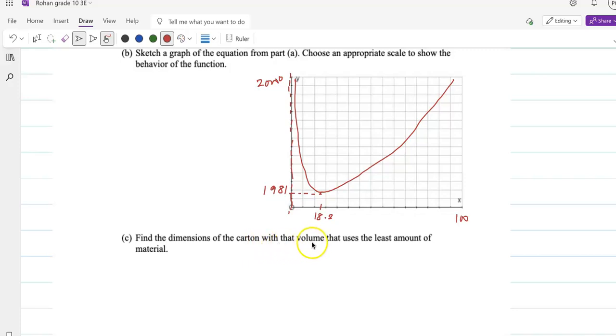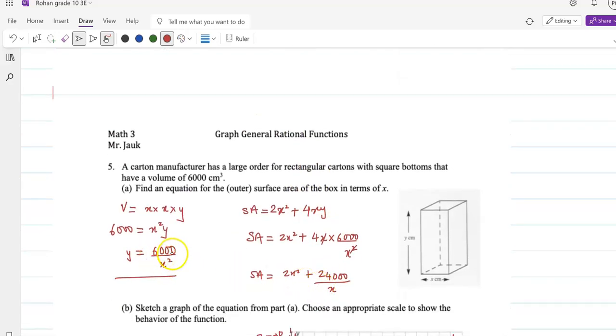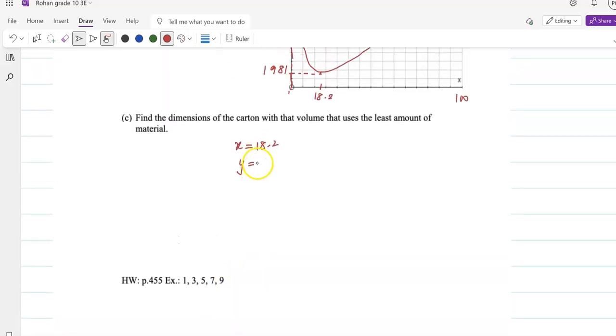Find the dimensions of the carton. So when your x is 18.2, what will your y be? Y was 6,000 upon 18.2 squared. So 9. Correct, yeah. That's also 18.1, it's coming.